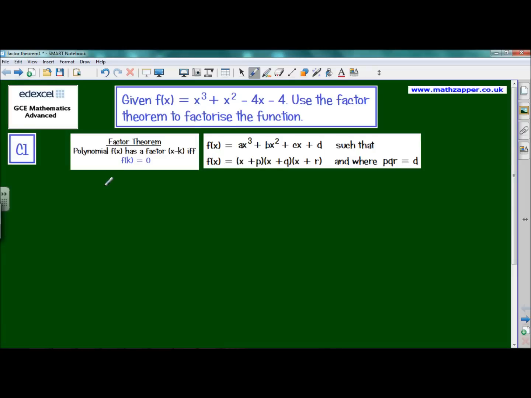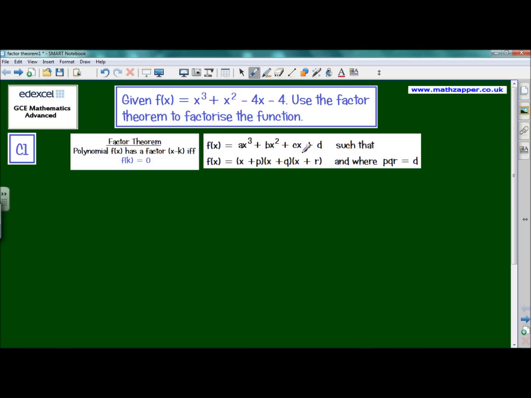Excel GC Mathematics Advanced Level C1. Given a function f of x equal to x cubed plus x squared minus 4x minus 4, use the factor theorem to factorize the function. The factor theorem states that a polynomial f of x has a factor x minus some numerical value k if and only if f of k is equal to 0.